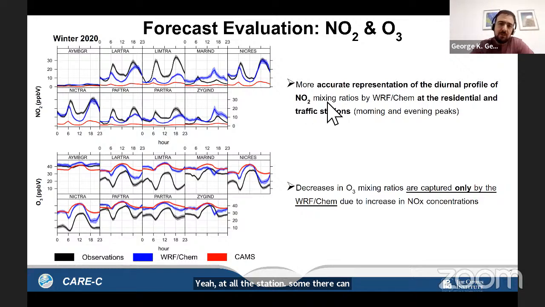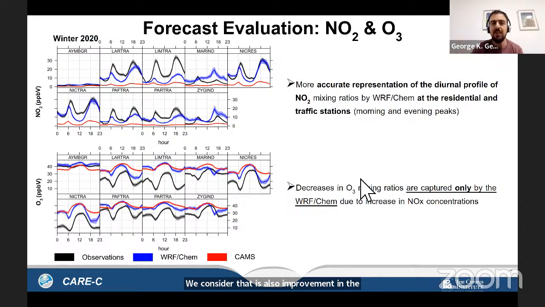These are then the diurnal profiles of NO2 and ozone at all the stations under investigation. And as expected, we have a more accurate representation of the diurnal profile of NO2 at the residential and traffic stations. Of course, at some stations, there is still underestimation, but this is due to the fact that these stations are located very close to main roads. So it's actually impossible to capture every car passing by and the emissions from the exhaust. And in alignment with NO2, we consider there is also improvement in the representation of the diurnal profile of ozone.